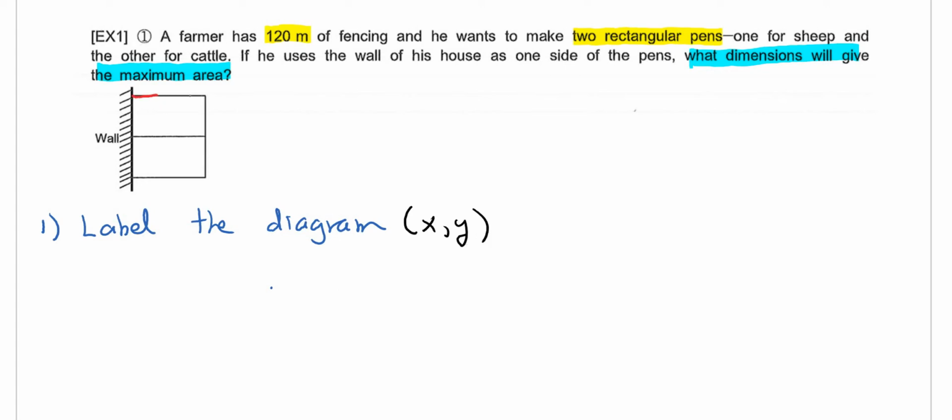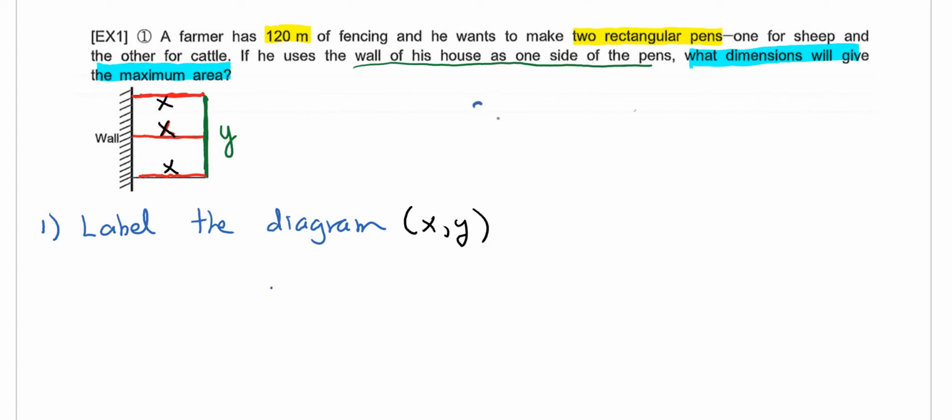So this distance right here, that red distance, let's label that x. And this distance right here, let's label that x. And this distance right here, let's label that x as well. So I have 3 x's for the horizontal distance, and one more vertical distance right here, and I'll label that y. For this particular problem, we don't care about the wall side because the wall is being used as one side of the pen, so we don't need to use the 120 meters to cover that part. So I can just erase this left-hand side. That's step number 1, you just label the diagram.